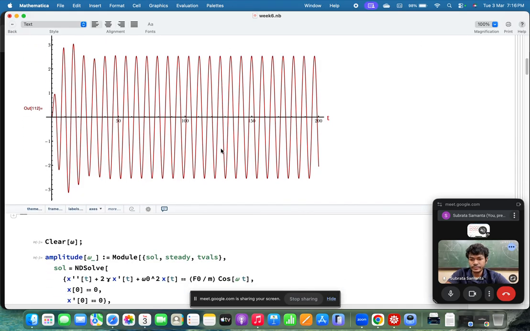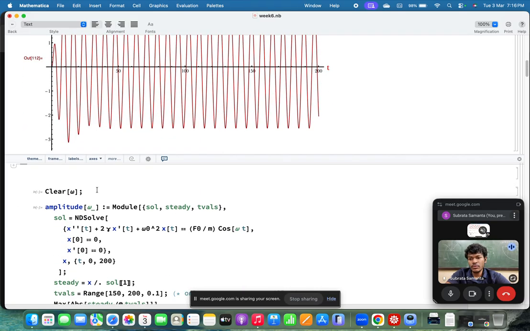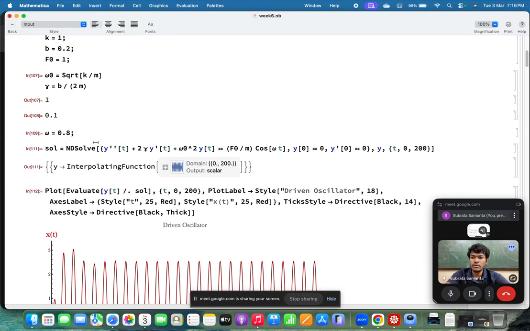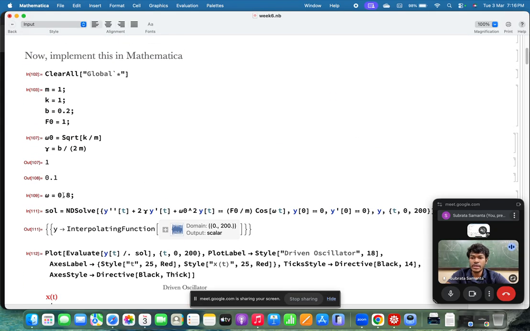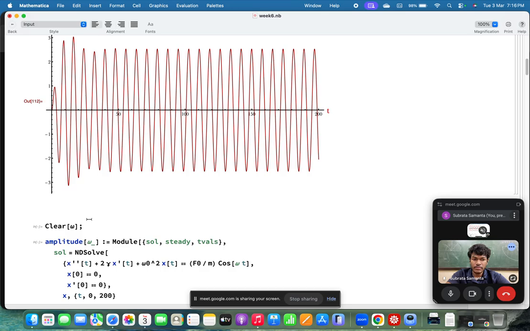Now you can also calculate the amplitude and see the resonances. To calculate the amplitude, first I clear omega. Here I chose omega equals 0.8, and now I have to clear this, because I have to calculate for various values of omega and see for which values of omega there is the highest amplitude. Is there any resonance behavior in the system?